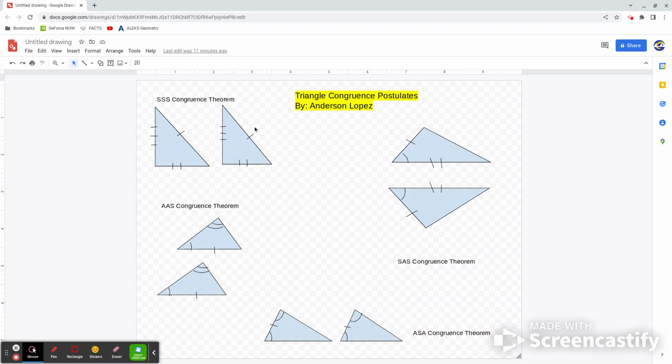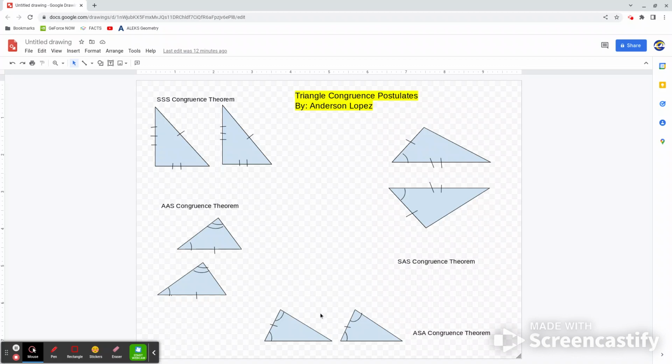Here is an example of when you can use the SSS theorem, because each side in both of the triangles are congruent to each other. The next theorem that I'll be talking about is the SAS congruence theorem. This theorem is used if two sides and the included angle of one triangle are equivalent to two sides and the included angle of another triangle. This can also be used to prove that two triangles are congruent.